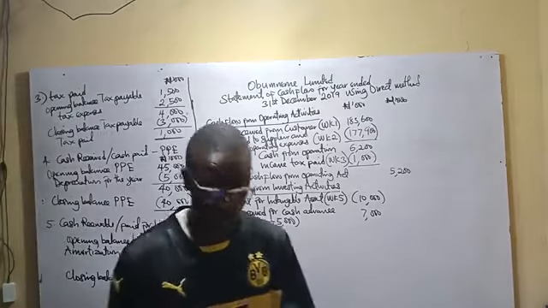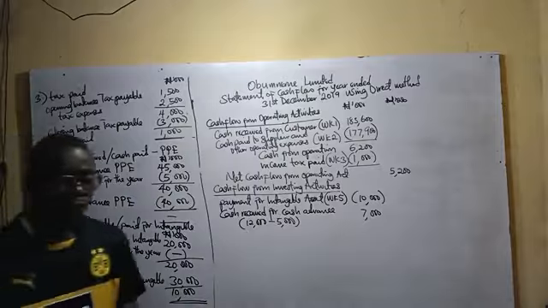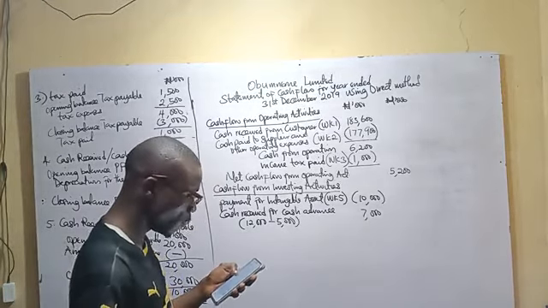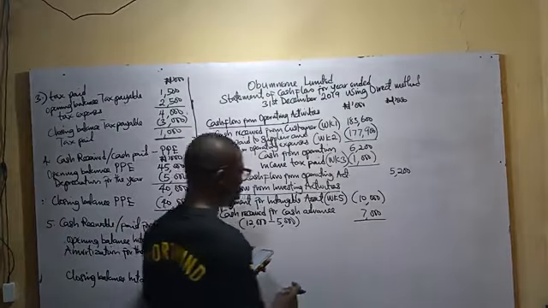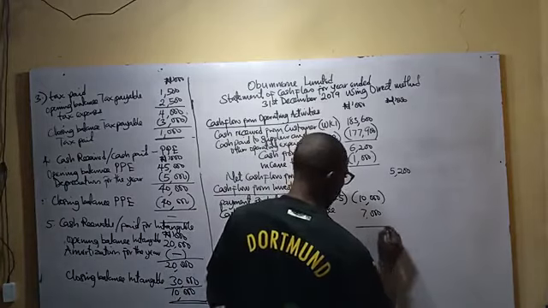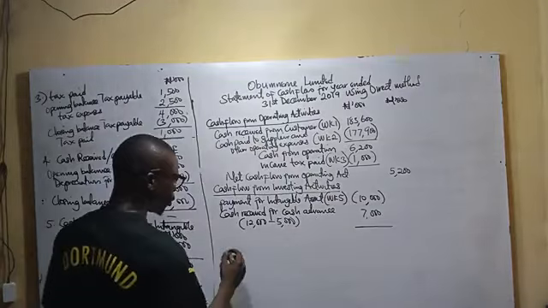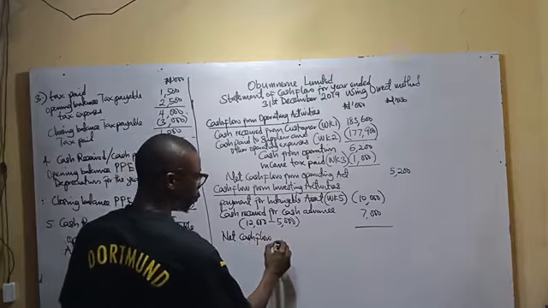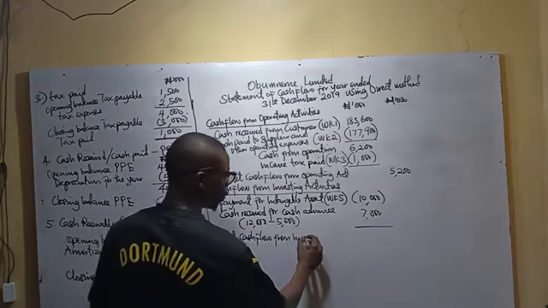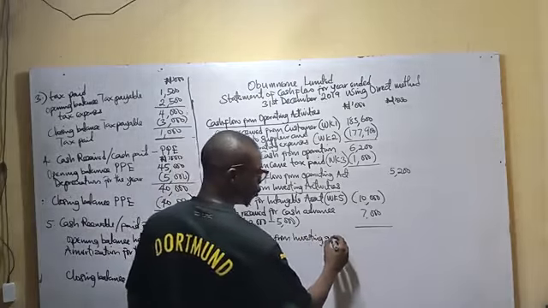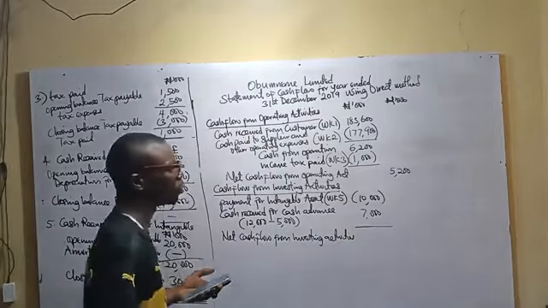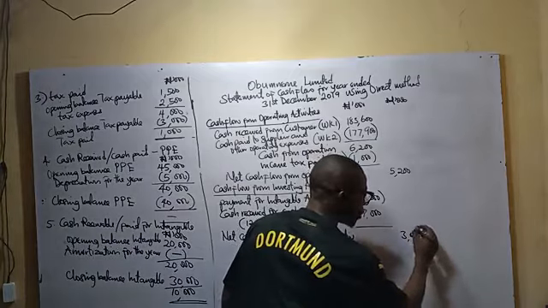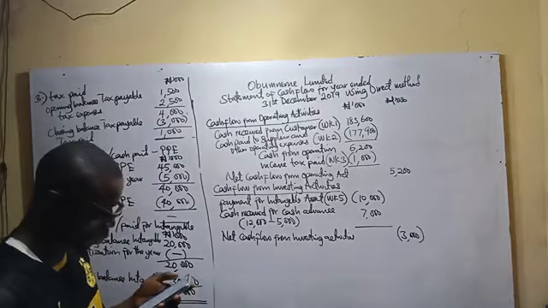Now, do we have any other question? Do we have any other thing? No. That's all for your investing activities. So add it together. What will be your net cash flow from investing activity? Minus 10,000 plus 7,000. That will give you minus 3,000. Am I correct? Yes, sir.